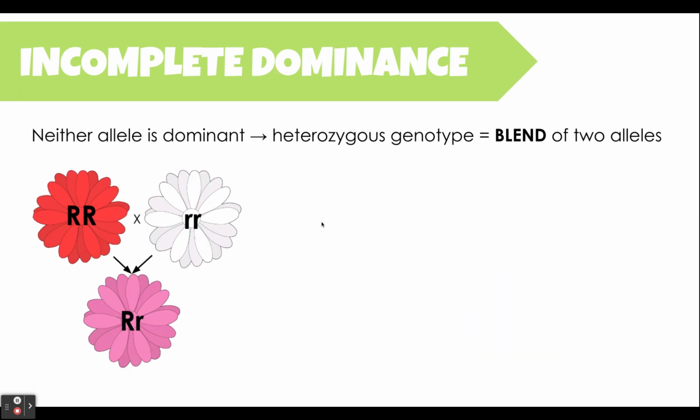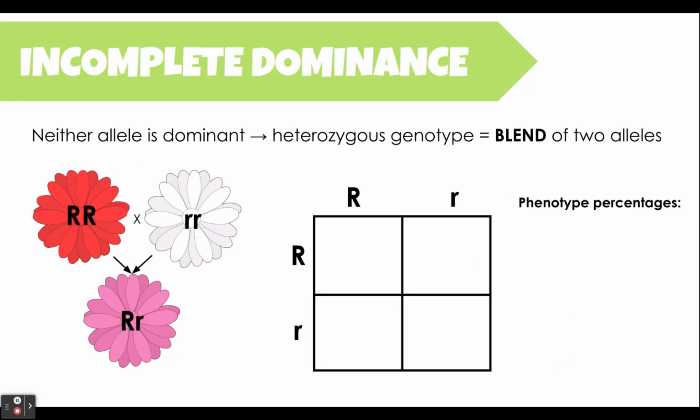So to go through an example of this with a Punnett square, if we have 2 heterozygous parents, so big R, little r being crossed with big R, little r, both parents are pink. So we want to predict what their offspring are going to look like if both parents are pink.